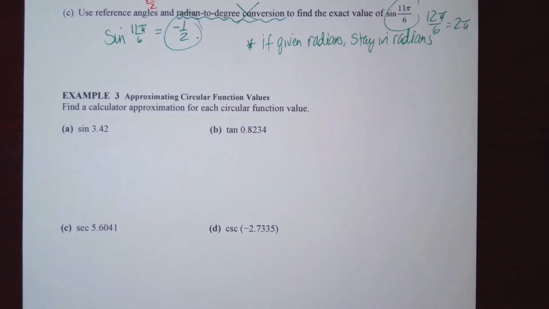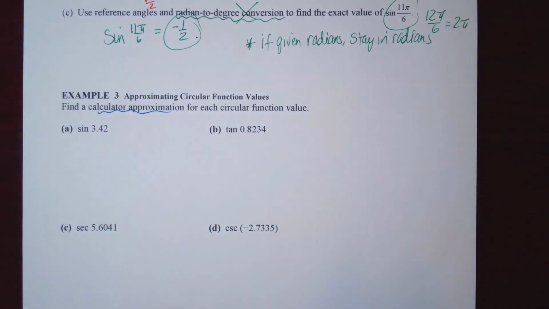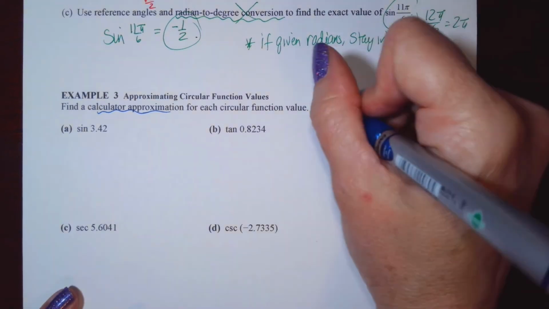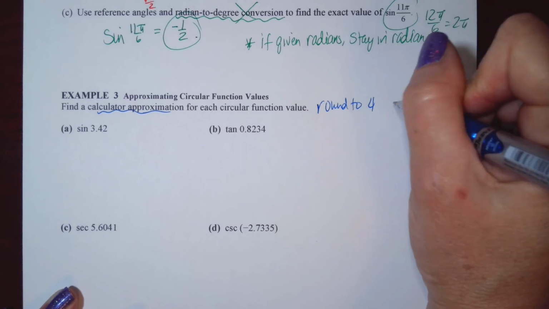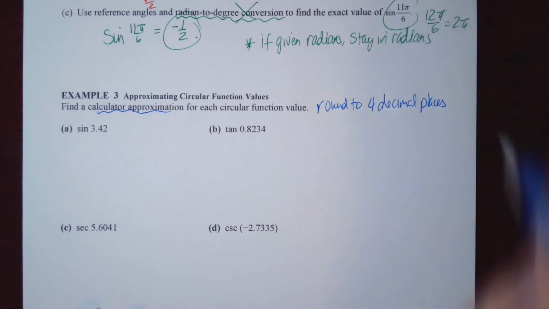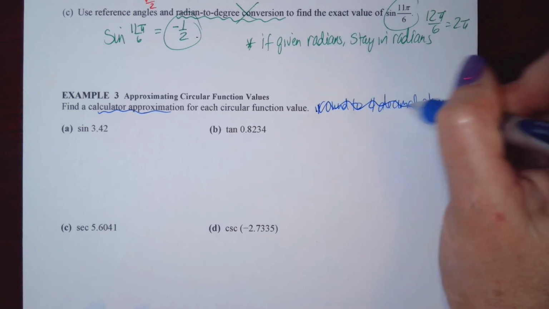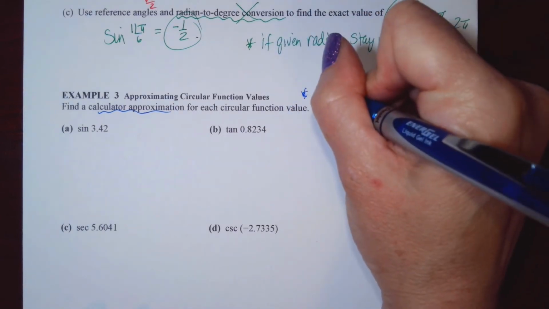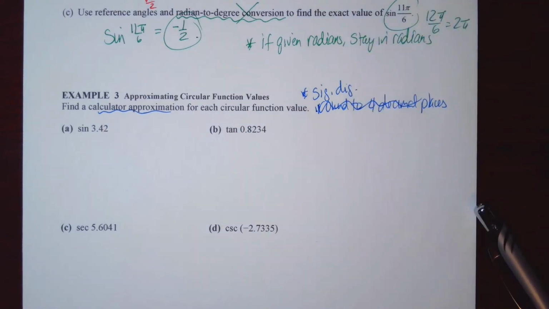All right, new instruction. Calculator approximations. Now, it did not tell us how to round. We are going to round to 4 decimal places. When I round to 4 decimal places, oh, you know what? No, we're not. I just looked again at my answers, and we're not going to round to 4 decimal places. We're going to keep our significant digits.